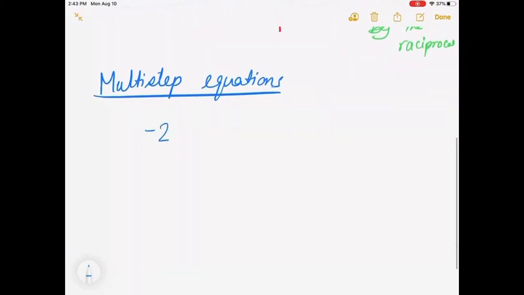I have negative 27 added to 6y, plus 3 parentheses y minus 3. When you see something like this, the first thing I would do is simplify this equation just to make it look normal. I see parentheses in there, so I really want to get rid of the parentheses first.